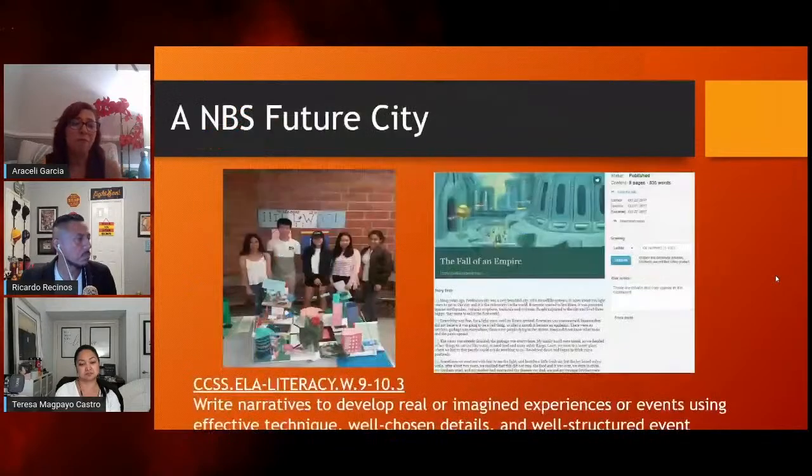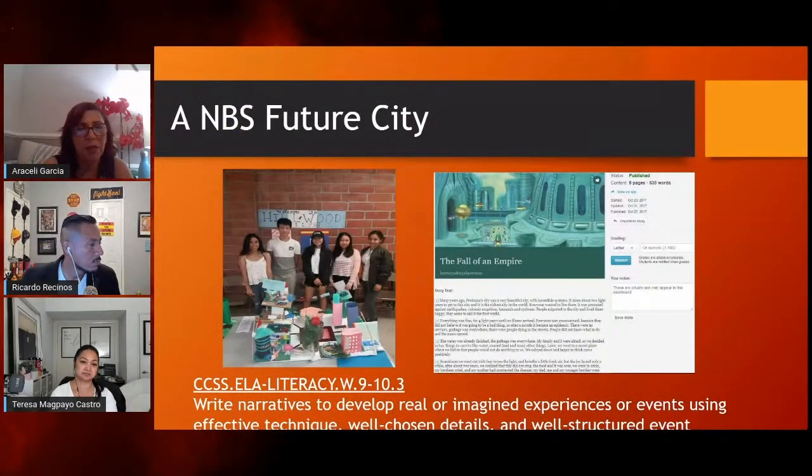And so, with DBL, and I'll talk about other strategies, but one of the main goals is the students create a city using recycled goods. And there they are, my students who presented a little future city. And one of the things I have them do is tell a story. So narrative writing is big.